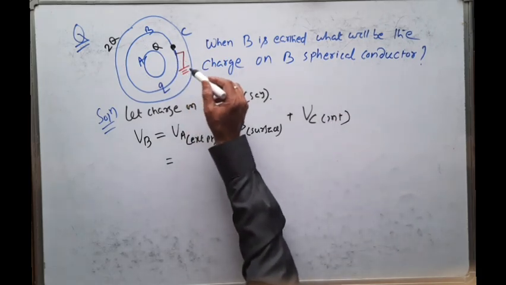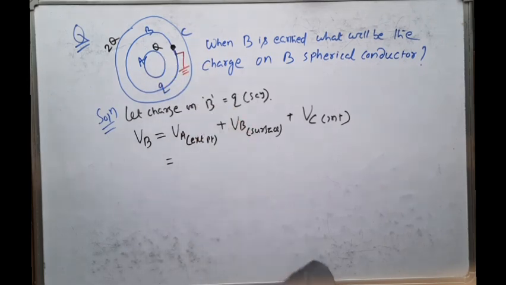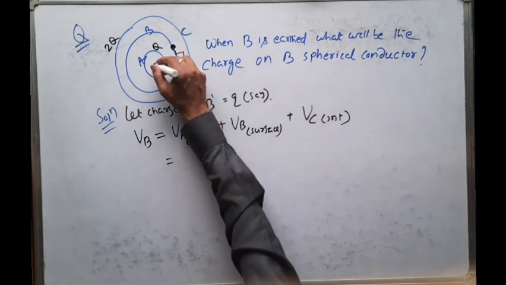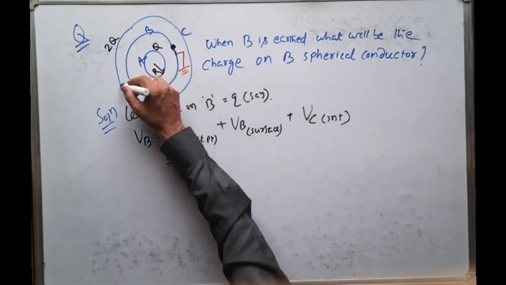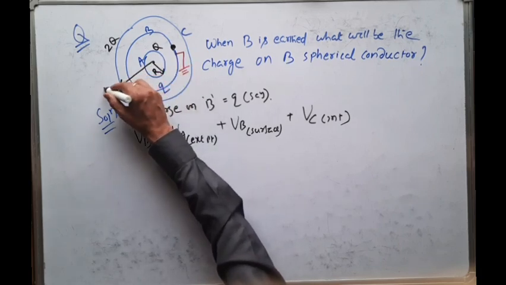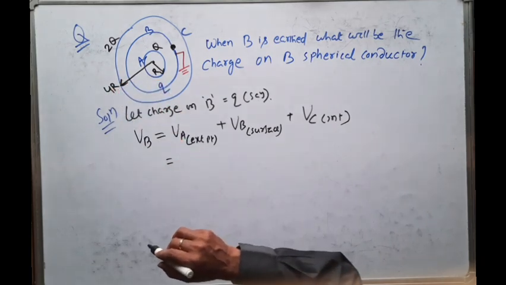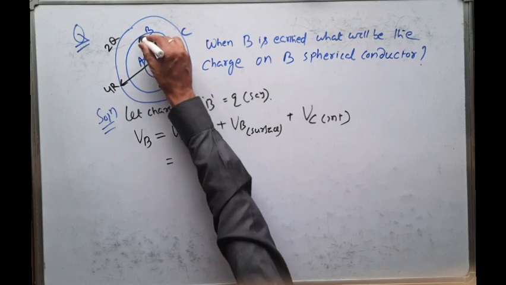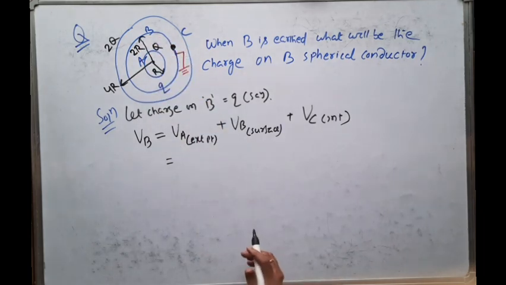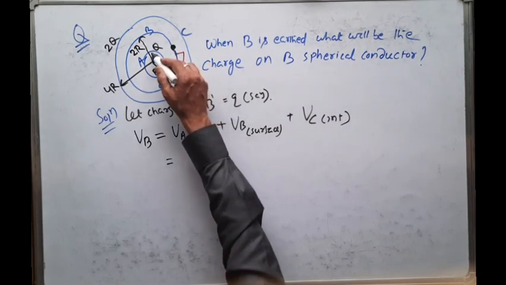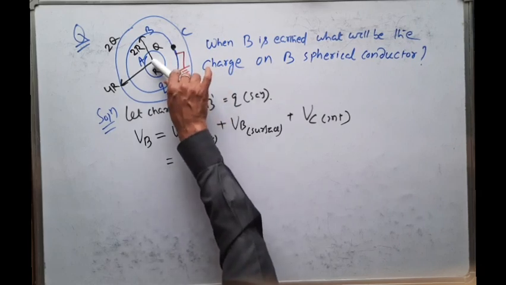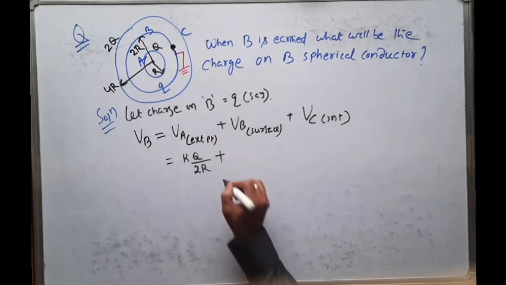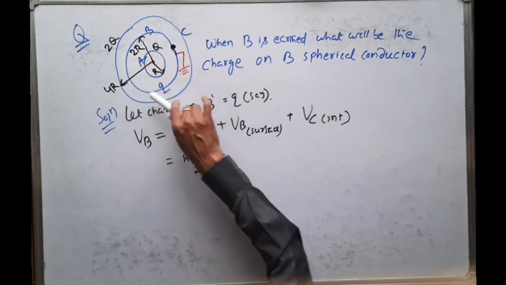Now what is the potential at this point due to the A sphere? What is the radius? Here it is given: the inner sphere radius is r, the outer sphere radius is 4r, and the middle sphere radius is 2r. This is already given in the question. Now we have to find the potential at this point due to the inner sphere. That is equal to kQ by, what is the distance from this point to this point? 2r, plus the potential at this point due to the charge on sphere B, that is on the surface.